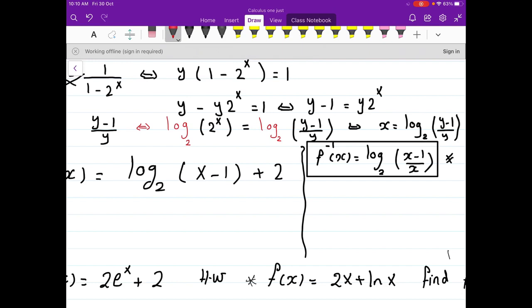Now our question: how do we find the domain of f inverse? What is the function inside the log? (x minus 1) over x. This function must be positive. So to find the domain of f inverse(x), (x minus 1) over x must be positive.